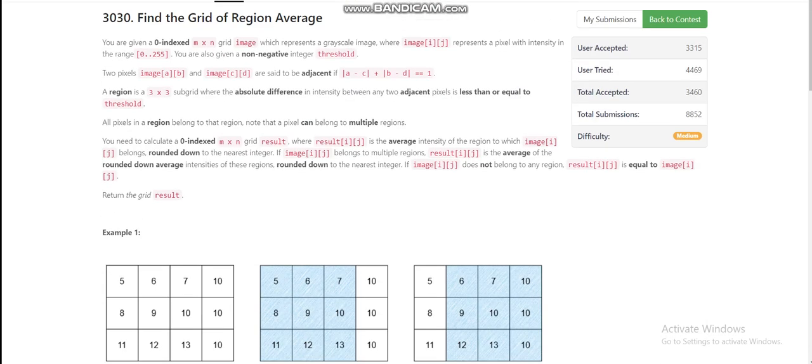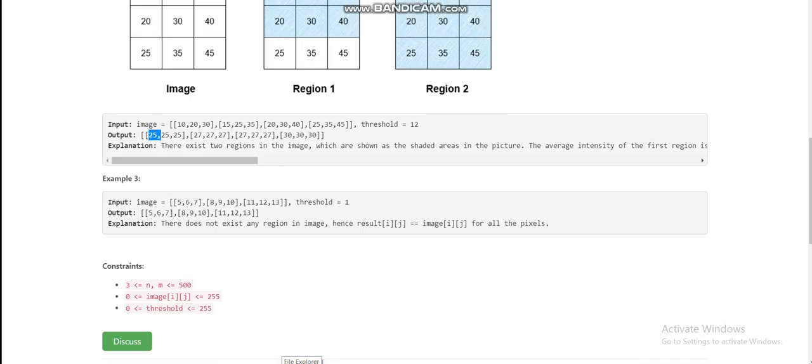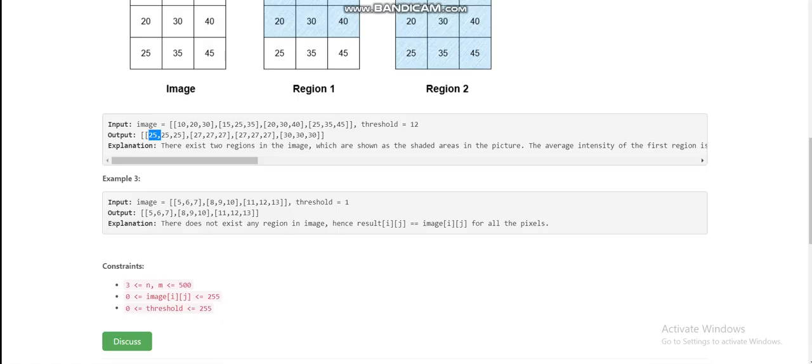So how can we solve this problem? For solving this problem, let's look at the time complexity first. N and M are 500. So what are the possible time complexities? The possible time complexities will be something like order of N times M, or order of N times M into some constant, right?